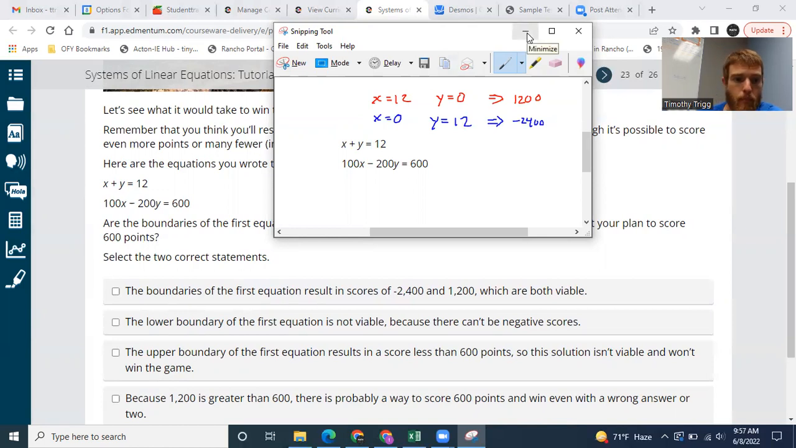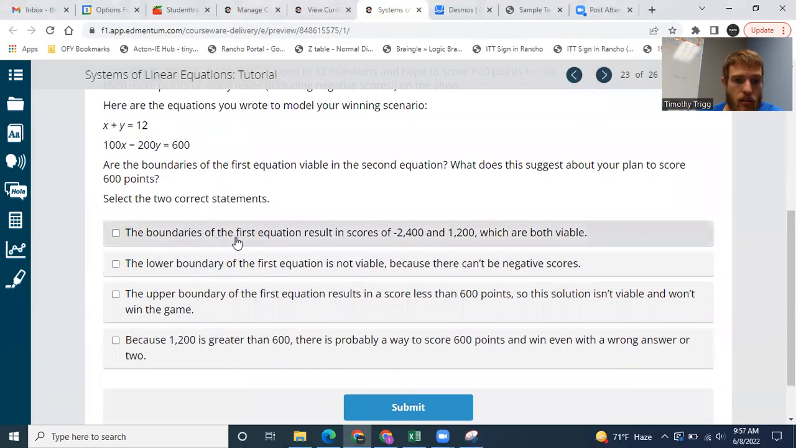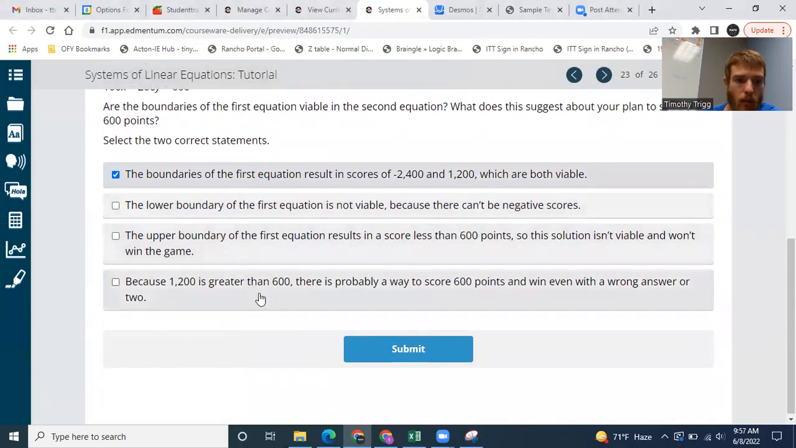Okay. So the boundaries of the first equation result in scores of negative 2,400 and positive 1,200, which are both viable. That's correct. The lower boundary of the first equation is not viable because there can't be negative scores. Well, that's wrong because we know there can be negative scores.